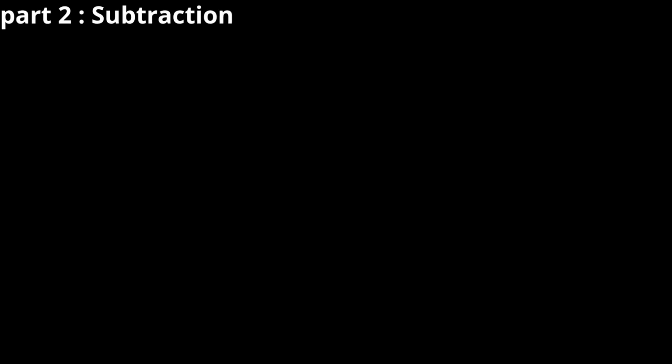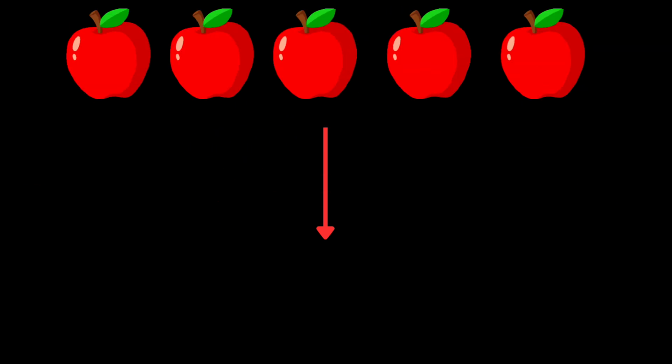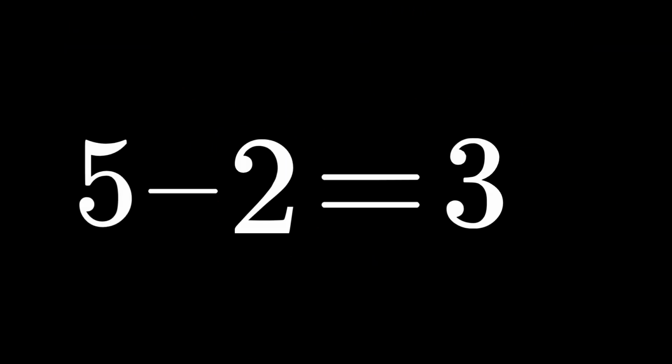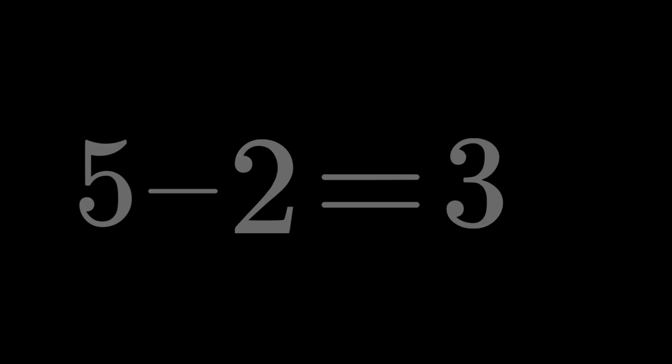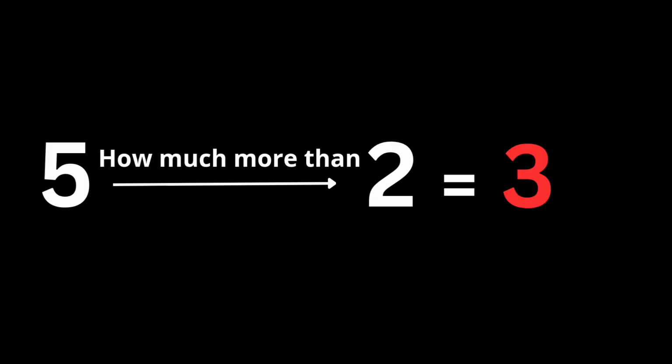Next is subtraction, shown with the minus sign. This is the opposite of addition. It's all about taking away or finding the difference between 2 numbers. If I start with those 5 apples and I eat 2 of them, I'm left with 5 minus 2 is equal to 3 apples. We use subtraction to find out how many are left, how much more one thing is than another, or the difference.